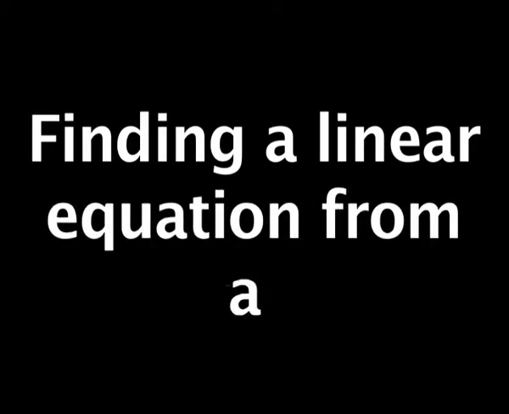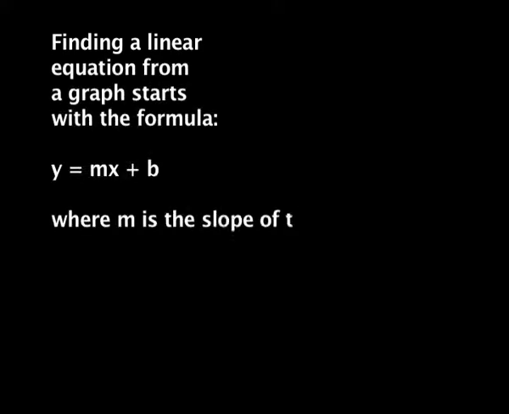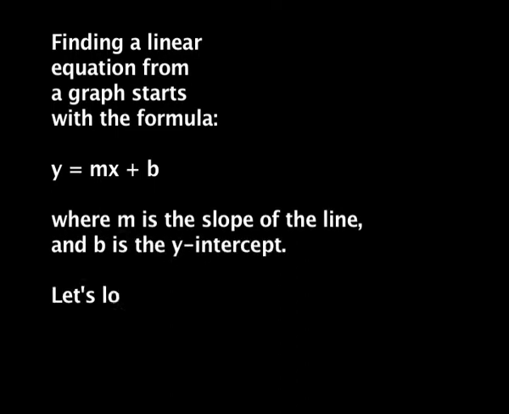Finding a linear equation from a graph. Finding a linear equation from a graph starts with the formula y equals mx plus b, where m is the slope of the line and b is the y-intercept. Let's look at an example.